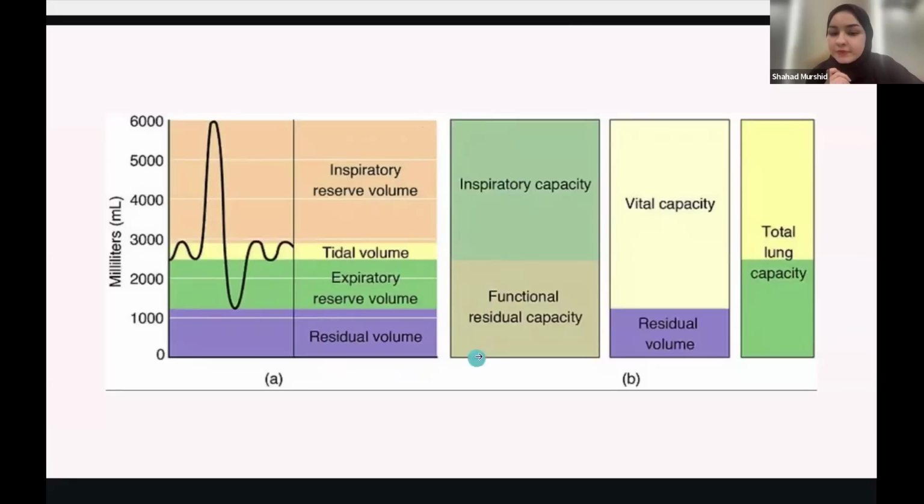Functional residual capacity, because it contains the word residual, that means it contains the residual volume. And then it's everything below the tidal volume. So expiratory reserve volume plus the residual volume. The vital capacity, I like to think of this as everything in your control. Everything that you can exhale and inhale is your vital capacity. So aside from your residual volume, everything else is vital capacity. And then total lung capacity is just everything together.